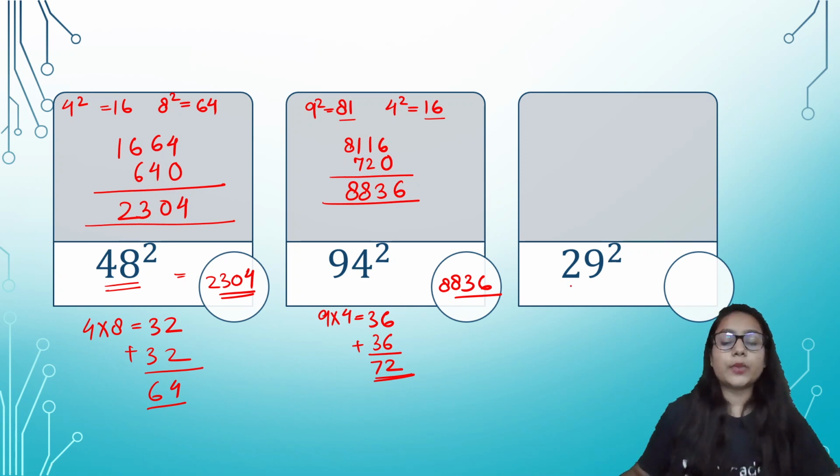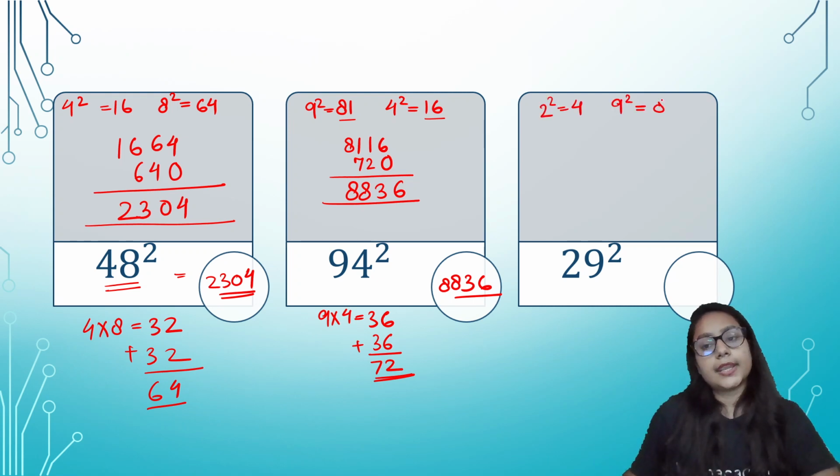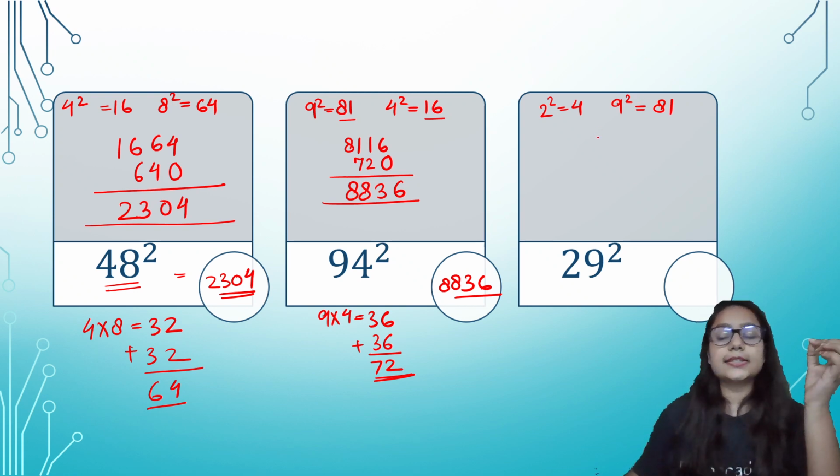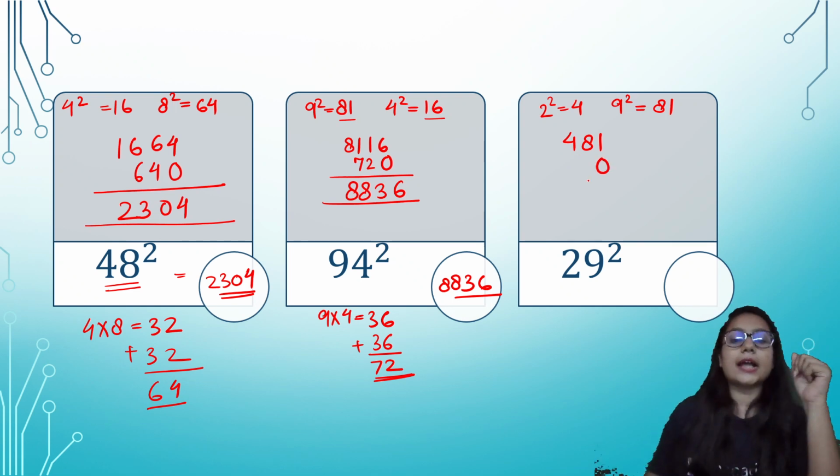Now let us do it for 29. Okay, so let us find the square of 29. What is 2 square? 4. What is 9 square? 81. Now I am going to write these squares side by side. 481. Second step, write 0 below the last digit.